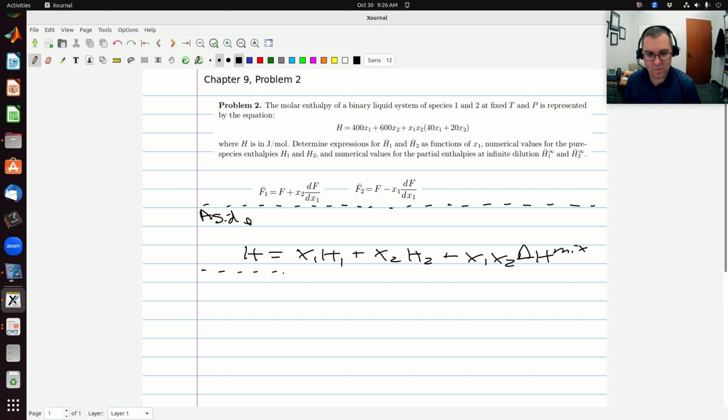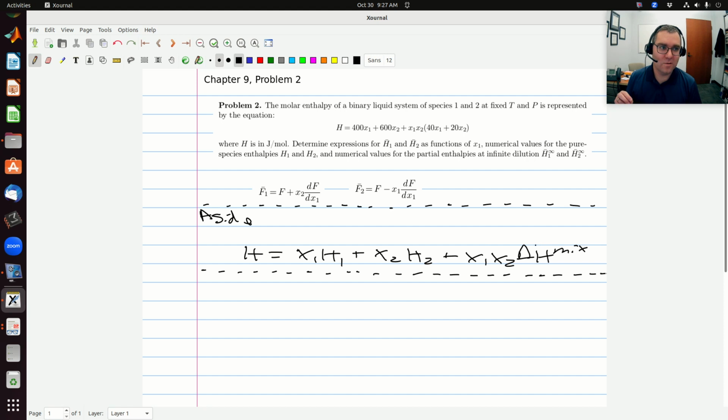We haven't discussed property changes upon mixing or anything else yet in chapter 9, so we'll revisit this, but I just want to put it out there, because you're going to see expressions like this a lot. This is the conventional way of correlating properties of a binary mixture. And so what happens is we have x1 h1 plus x2 h2 plus x1 times x2 delta H of mixing.